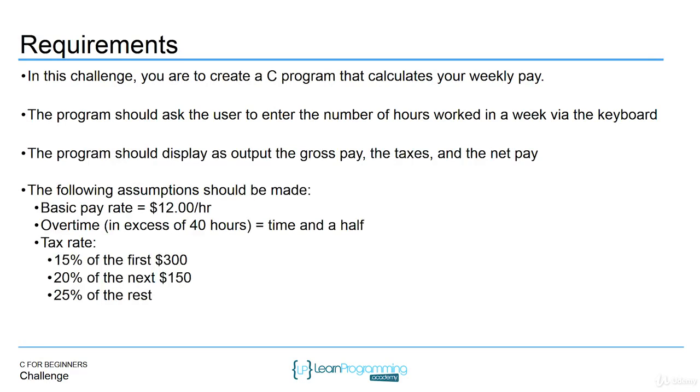So the following basic assumptions should be made. The pay rate is going to be $12 an hour. Overtime is any time you have more than 40 hours, you're going to get paid time and a half. The tax rate is going to depend on how much money you make. For the first $300 that you make, it's going to be 15%. For the second $150, $300 to $450, it's going to be 20%. And for anything above $450, you're going to be taxed at the rate of 25%.